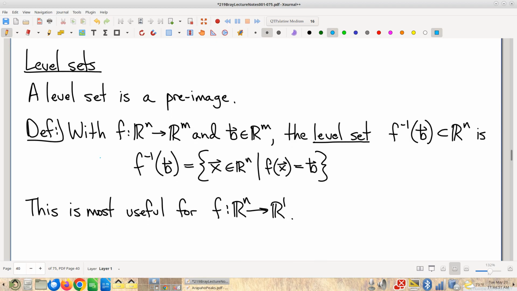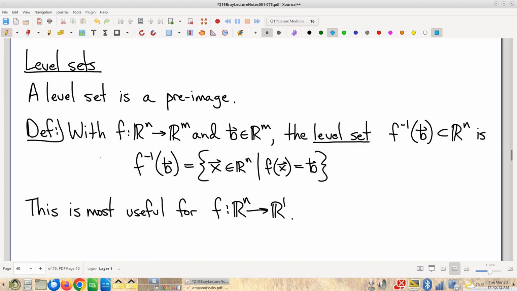Here's another one. Level sets. Also a different kind of picture. This is not a graph. This is not the literal picture. This is a third way that we are going to draw pictures to represent certain kinds of functions.